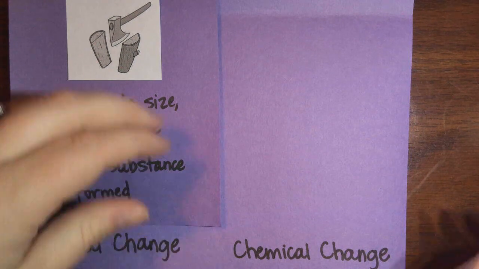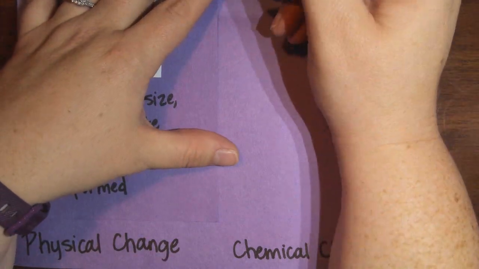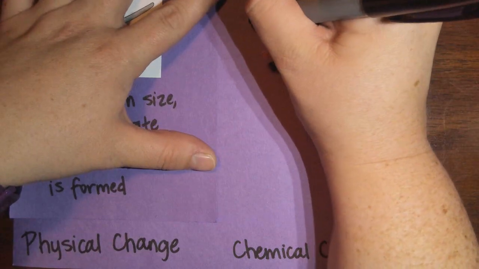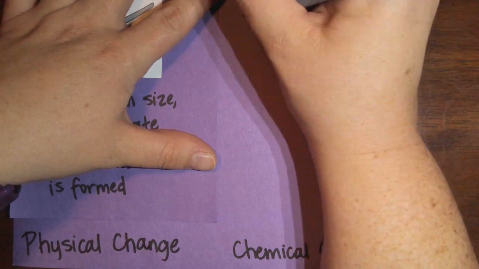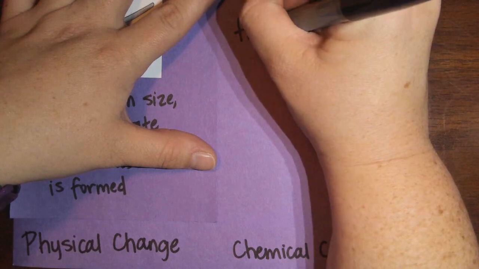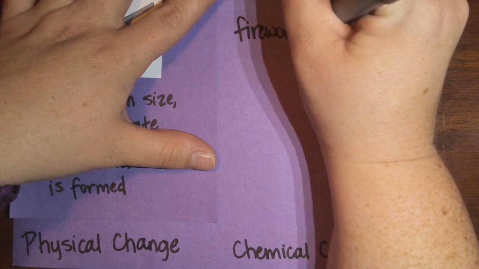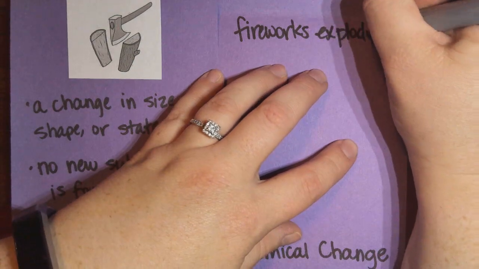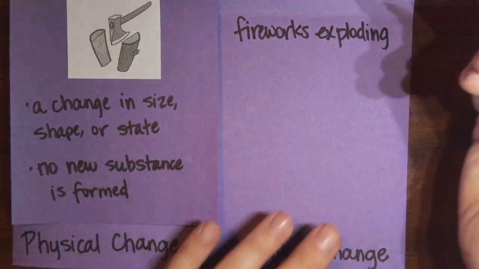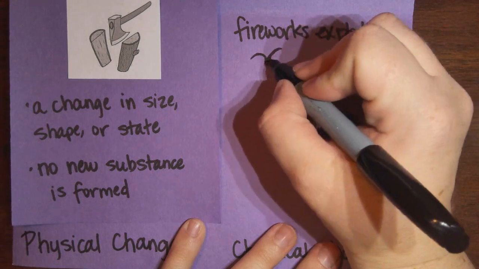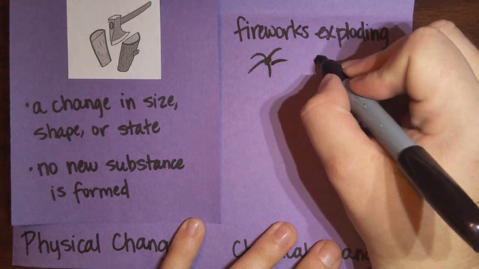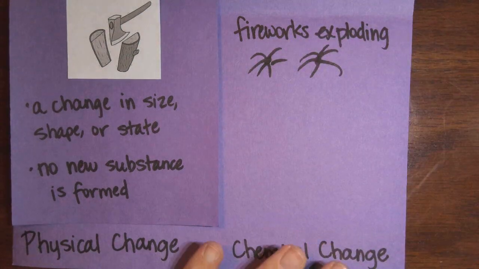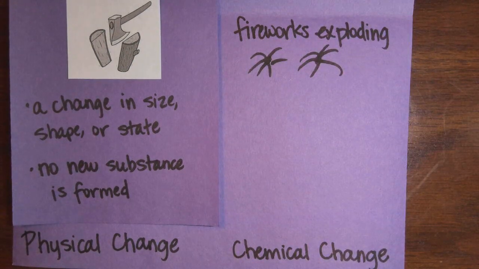One fun example is fireworks. If you've ever seen fireworks go off, you know that it's a nice, bright, colorful, loud experience. But when those fireworks are exploding or going off, there are lots of chemical changes that are happening. So our fireworks, you can draw better fireworks if you would like. There are our fireworks.